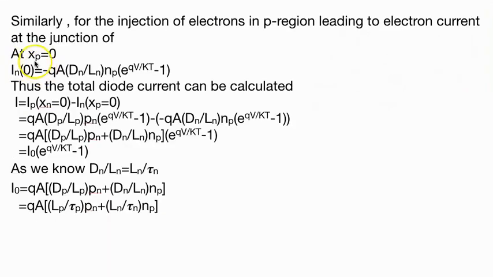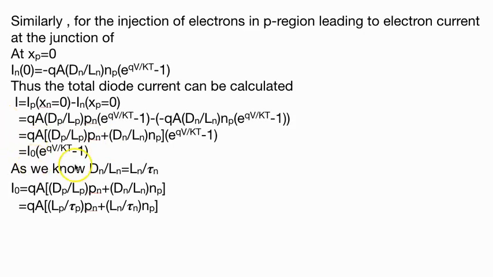Similarly, if we calculate for Xp equals 0, that is at the edge, the concentration of electrons, or firstly the current, that is minus QA Dn over Ln Np (e to the power QV/KT minus 1). Now the total diode current, if we add both values, will combine to give us QA (Dp/Lp Pn plus Dn/Ln Np) (e to the power QV/KT minus 1).